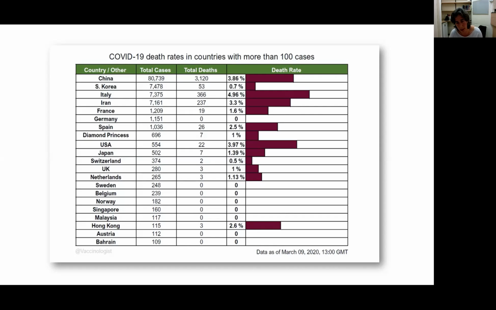For example, Italy has one of the highest case fatality rates now, and one of the reasons for that is thought to be that Italy has a relatively old population. I'll show you in a couple of slides that a higher percentage of the old people get more severe disease, and old people have a higher percentage of fatalities. So all these things have to be taken into account.